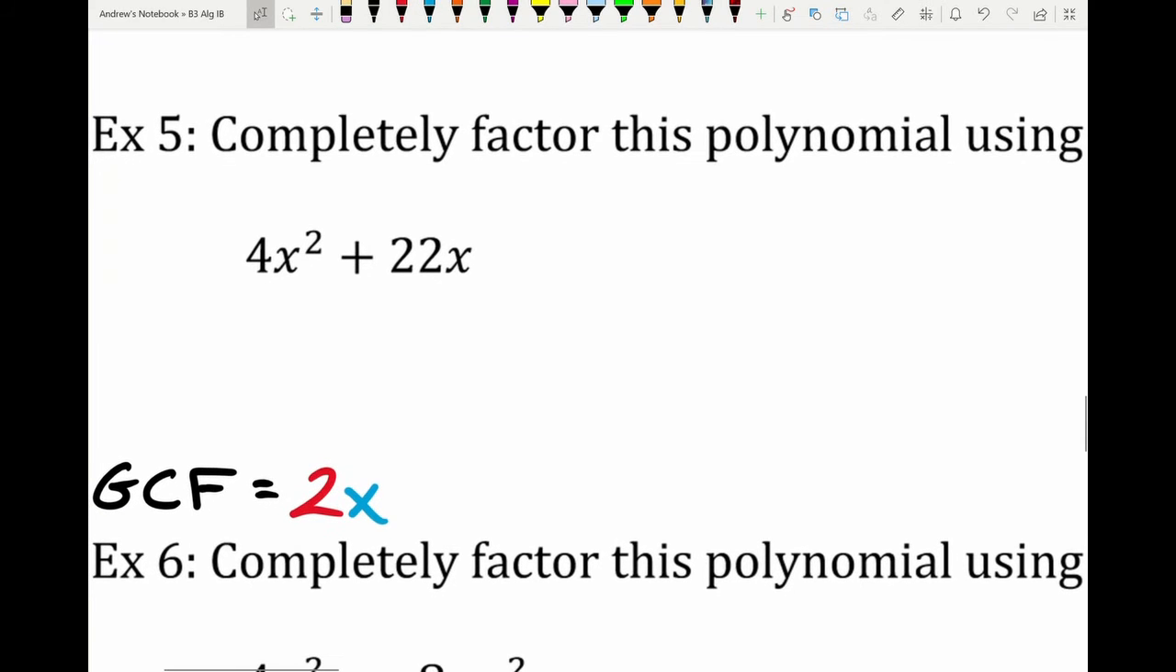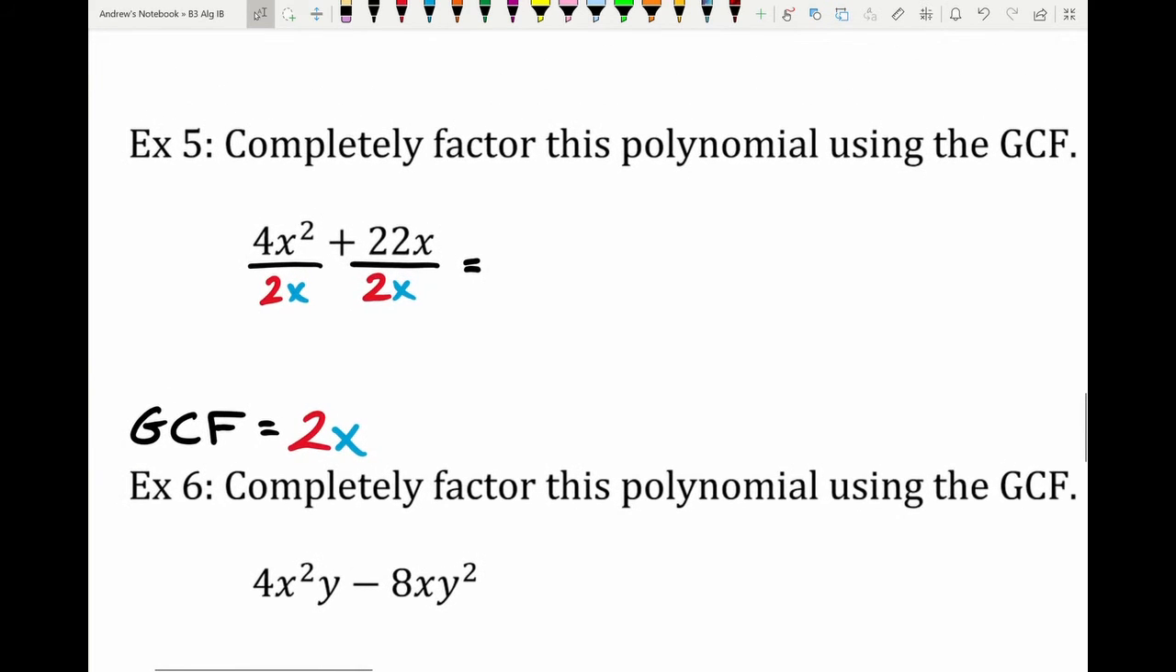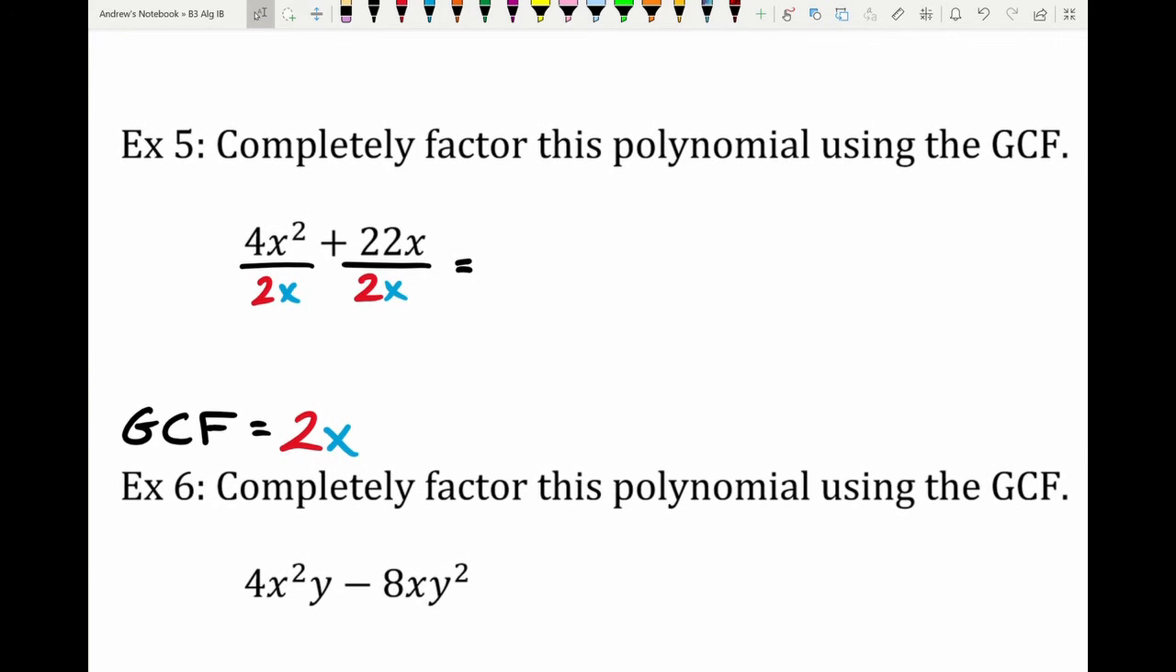What I was saying is that we were going to divide each term by that GCF. And so I'm going to take 4x squared and divide it by 2x. I'm then going to also take 22x and divide that by 2x. I know that this looks really awful. You're kind of thinking, oh my god, this makes me want to barf. Please, don't make us do it. It's not going to be too bad. Let's see if I can zoom in a bit. We're going to just take it one term at a time.